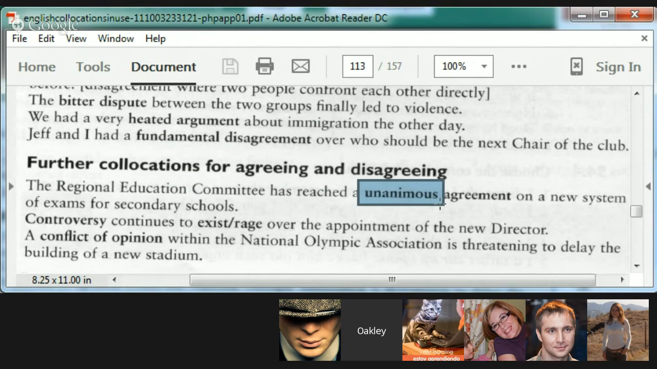A unanimous agreement or a unanimous decision is extremely common as well. I usually say unanimous decision. Or simply, it's unanimous. Okay, any idea what that means, Alex? I think it's a strong agreement. Yeah, really strong, as in everyone agrees.